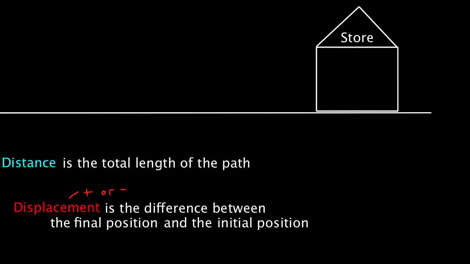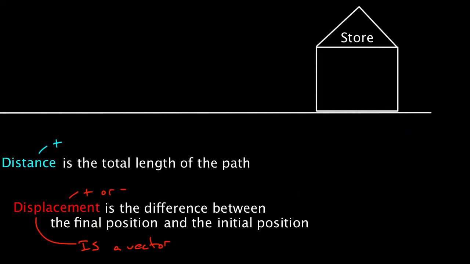But distance, total length you traveled, is always positive, and this is because one of these is a vector and one of them is not a vector. Displacement is a vector. This is very important. And distance is not.